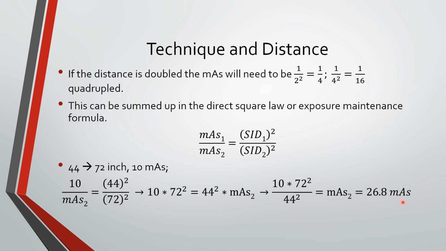We get 26.8 mass. So we went from 44 to 72, which is less than double the distance, and we've gone up 2.6, 2.7 times, from 10 to about 27. If we went from 40 to 72, it would be 32.4 mass. So we'd go up 3 times for not even doubling the distance. More than 3 times the mass is what we need. So this is the exposure maintenance formula.